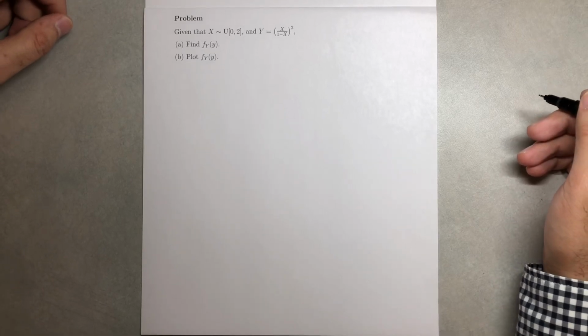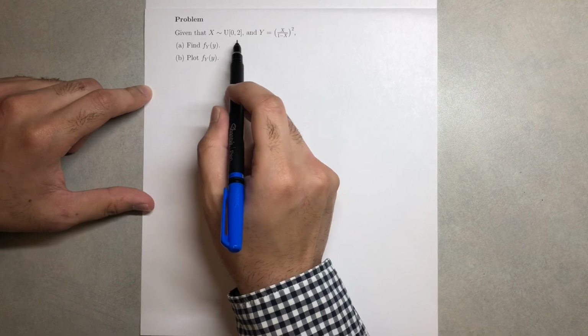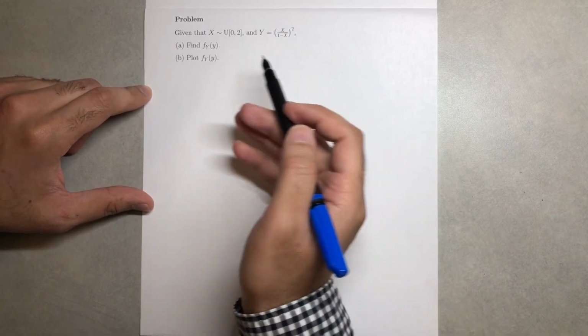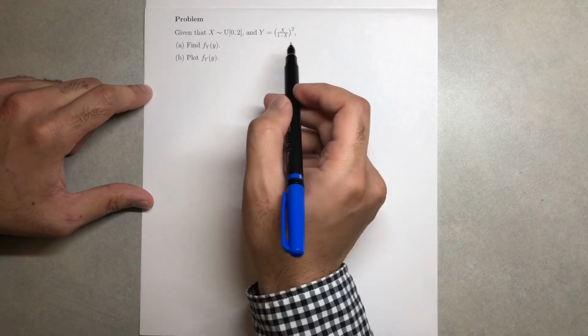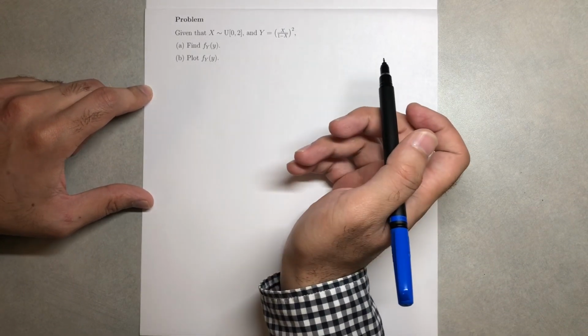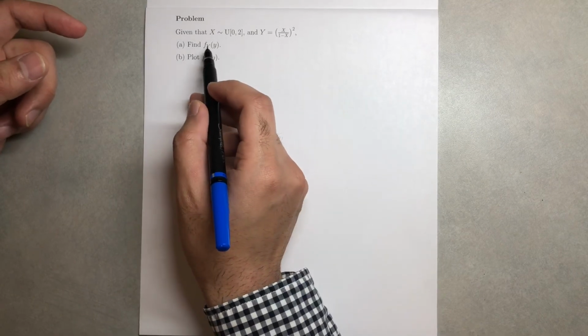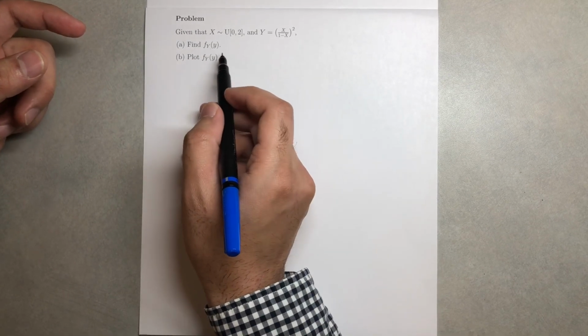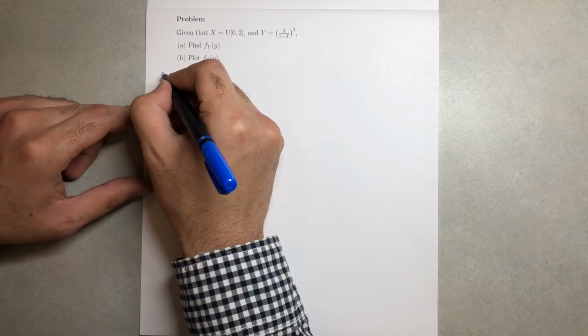So in this problem, we know that x is uniformly distributed between 0 and 2, and it is transformed into y according to a continuous transformation function, which is (x over 1 minus x) whole squared. And what we are asked is to find the density of y, which is small fy of y, and also plot it. So let's begin with the first part.